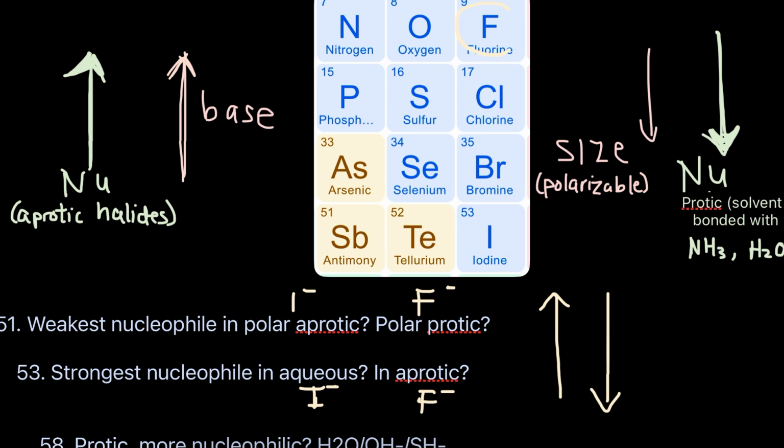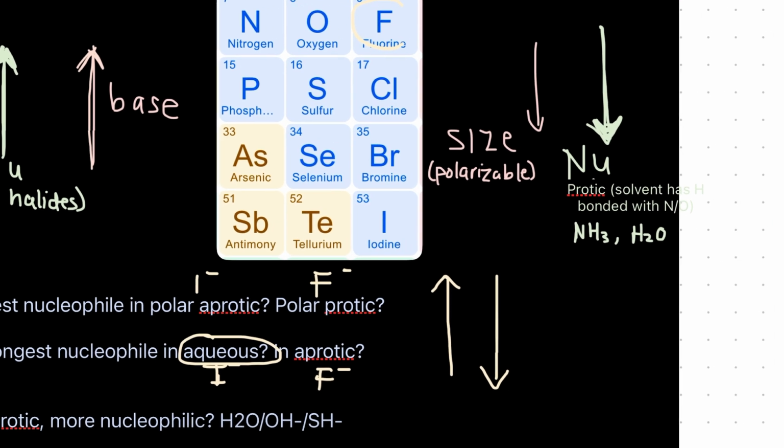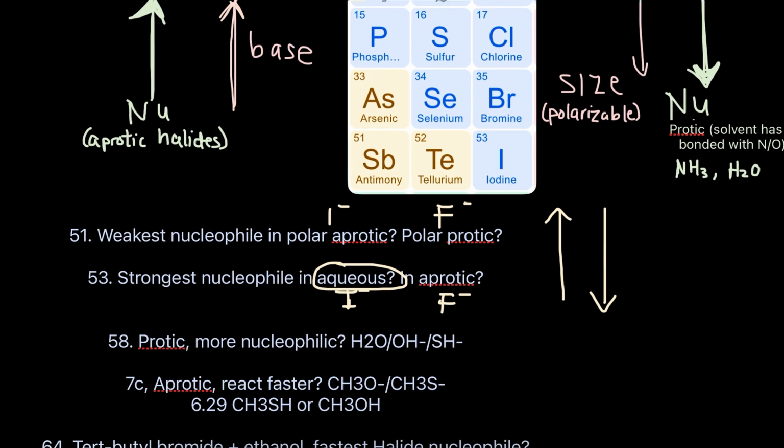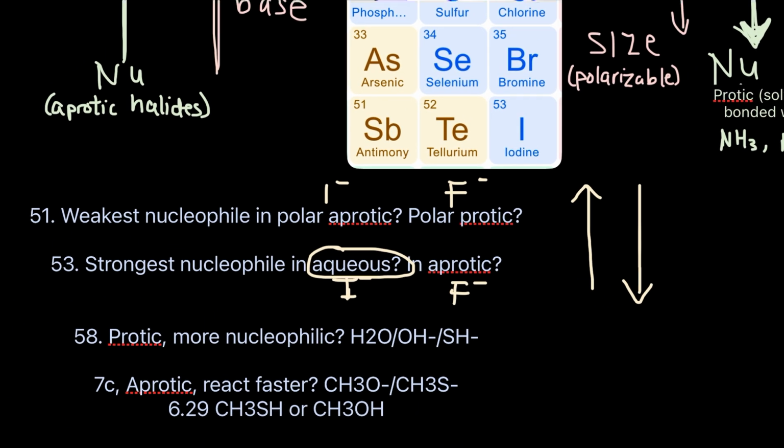So other thing I want to note here is aqueous. It's another way of saying protic solvent. A protic solvent is something that can hydrogen bond, such as a solvent with H bonded to an N or an O. Alright.